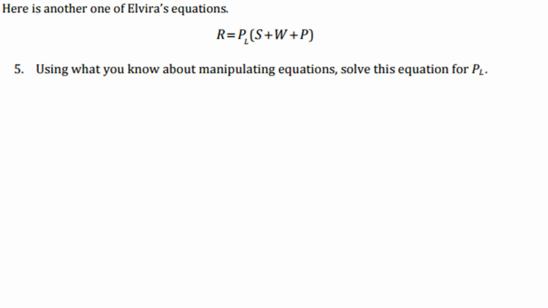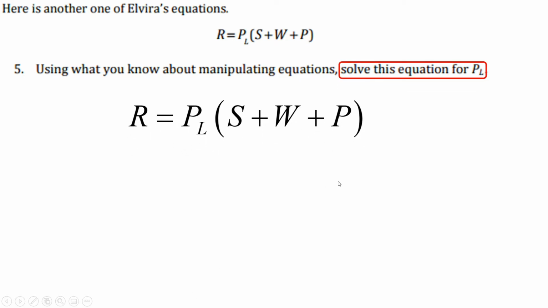So, here's another one of Elvira's equations. Okay, that's the same one. But another question about that equation then. Using what you know about manipulating equations, solve this equation for P sub L, the price per lunch. Well, P sub L is being multiplied by this quantity right here. So to undo that, I could do this in one step. Let's divide both sides of this equation by the quantity S plus W plus P.